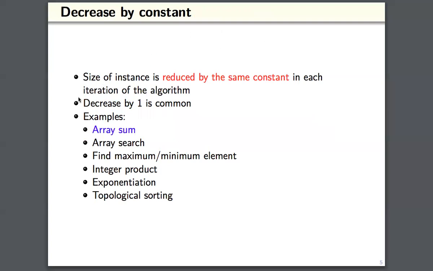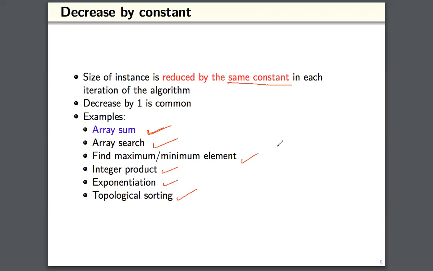So let's look at some of the examples here. The size of the instance, as we discussed already, is reduced by the same constant in every step of the algorithm. Decrease by 1 is common, right? You can call it linear search or something like that. Decrease by 2, there are some examples also. Anyway, array sum. Think about a linear array sum, right? All these are linear algorithms. Array sum, array search, finding max, integer product, exponentiation, topological sorting.